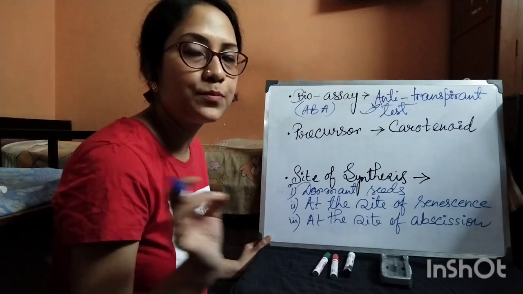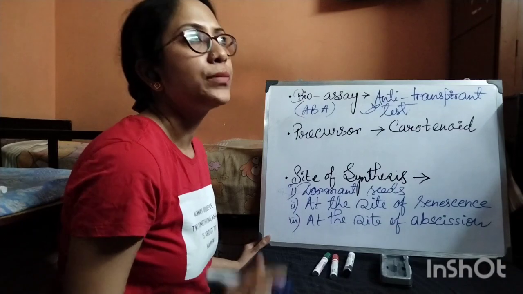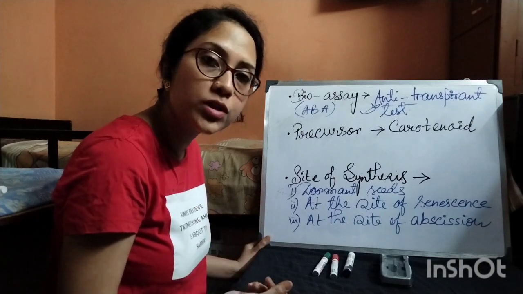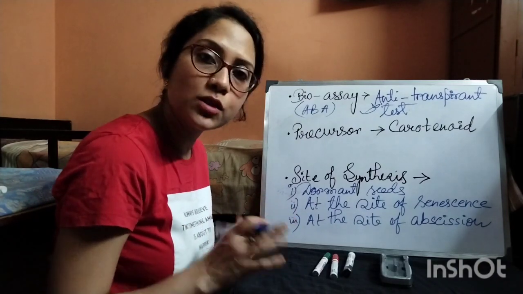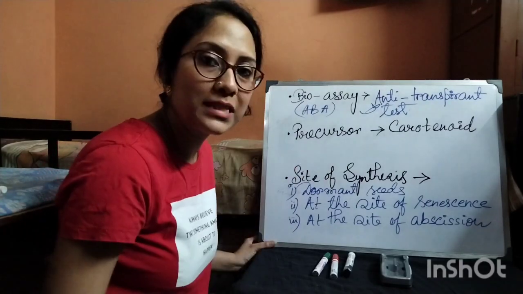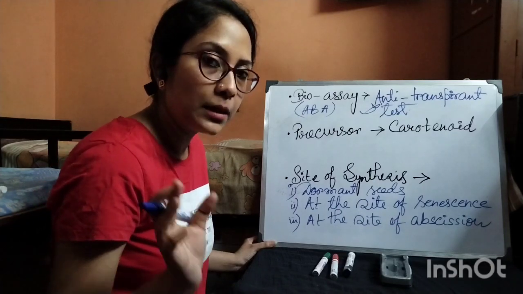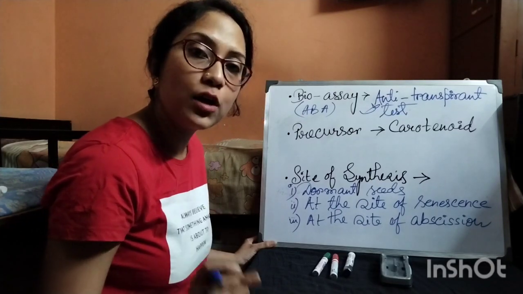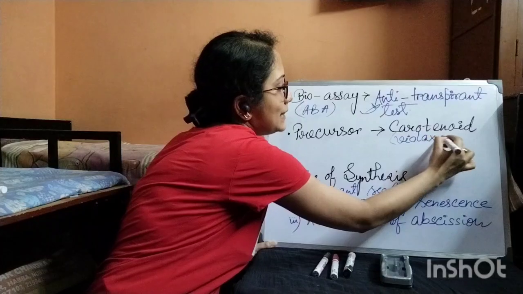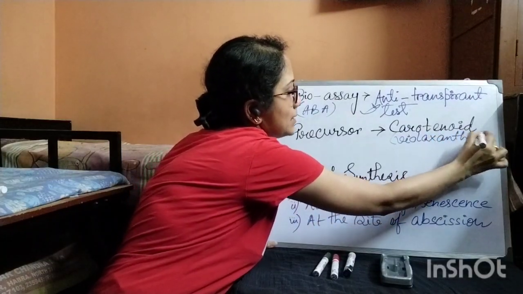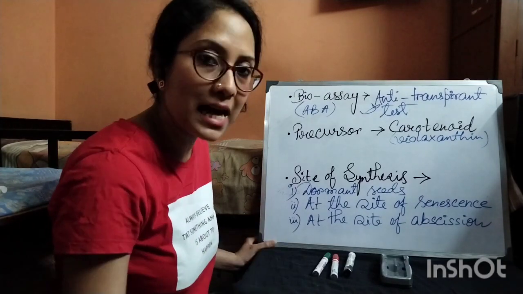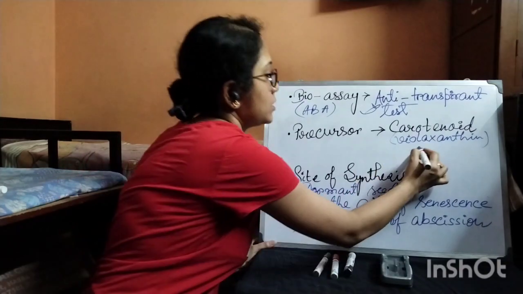Here also there is a precursor molecule, which is carotenoid. So we know that carotenoid is mainly responsible for different colors in plants, different colors of fruits, leaves, and flowers. Okay, so if we go into depth, the precursor molecule among the carotenoids is violaxanthin. This is the precursor molecule from which, after getting oxidized, abscisic acid will be produced.